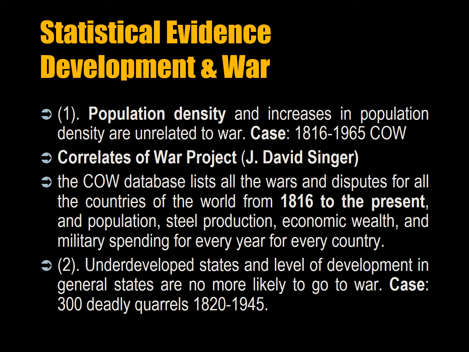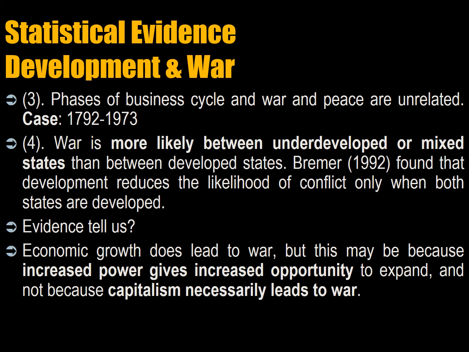Now, other statistical studies are more mixed. It's been found that population density and increases in population density are unrelated to war, according to the Correlates of War dataset. Second, underdeveloped states and levels of development in general states are no more likely to go to war. And this comes from a study of 300 deadly quarrels between 1820 and 1945. Number 3, phases of the business cycle in war and peace are also unrelated. However, number 4, war is more likely between underdeveloped or mixed states than between developed states. Bremer found that development reduces the likelihood of conflict only when both states are developed.